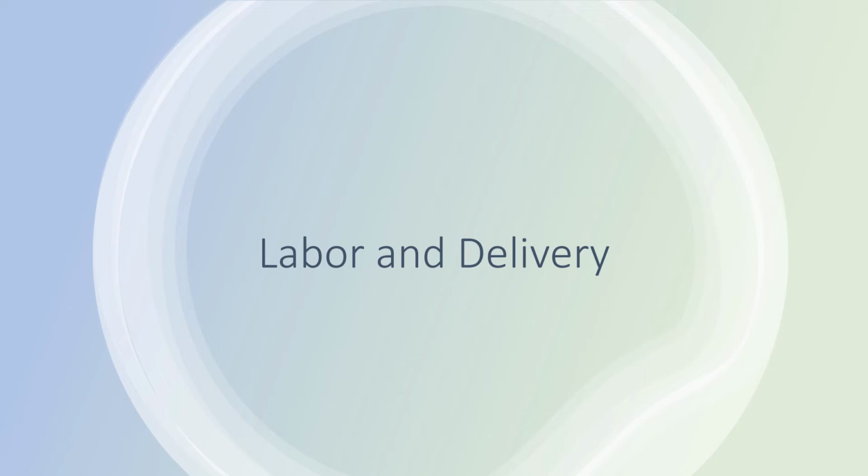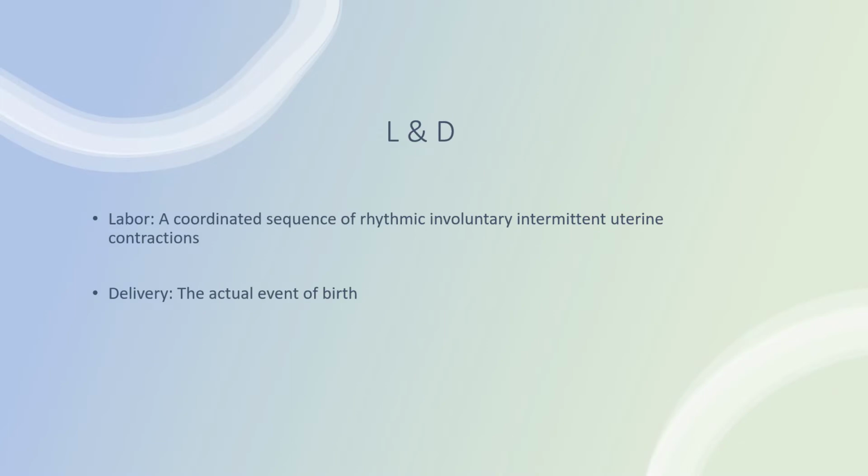We're going to do a review of labor and delivery. Labor is the coordinated sequence of rhythmic, involuntary, intermittent uterine contractions, and delivery is the actual event of birth.